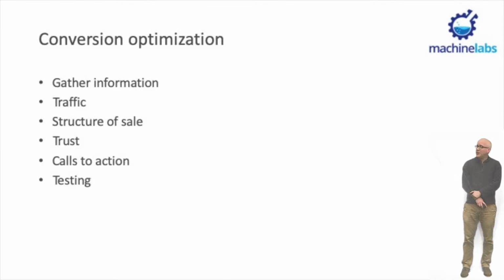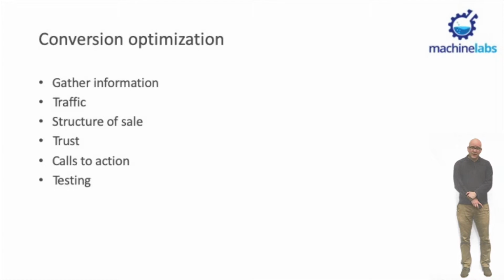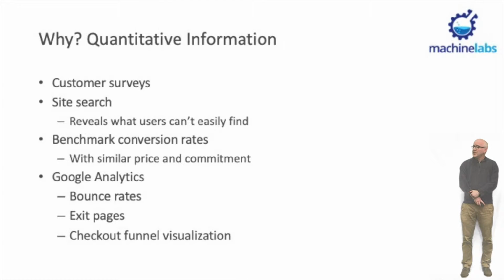So let's have a look at how we might go about doing that. This is the conversion optimization process that I put together over far too many years doing conversion optimization. Gather information, think about traffic, think about the structure of the sale, trust, calls to action, and then test your hypothesis. So this presentation has got lots of quantitatives and qualitatives, which I always struggle to say. But let's start off with quantitative information.